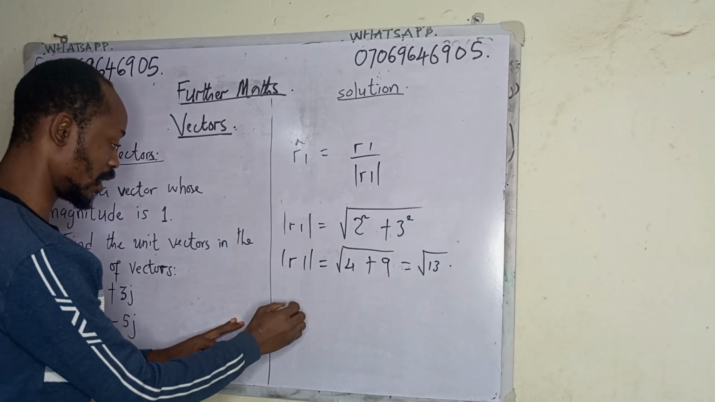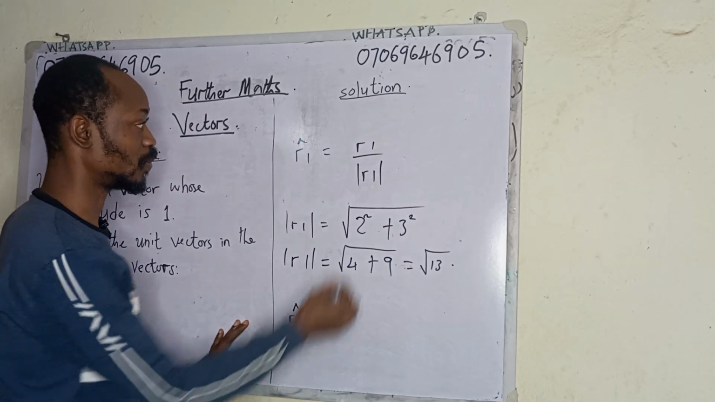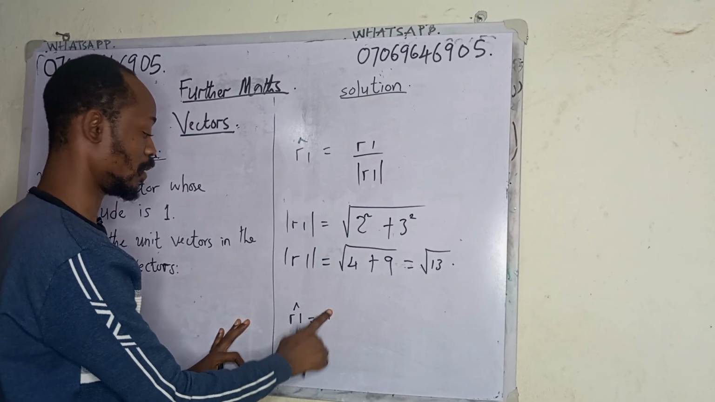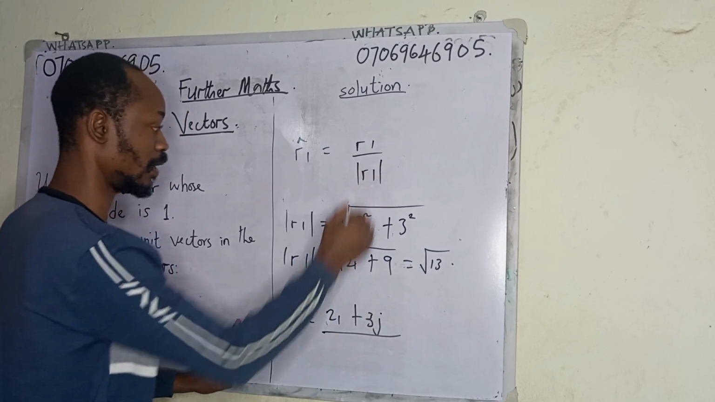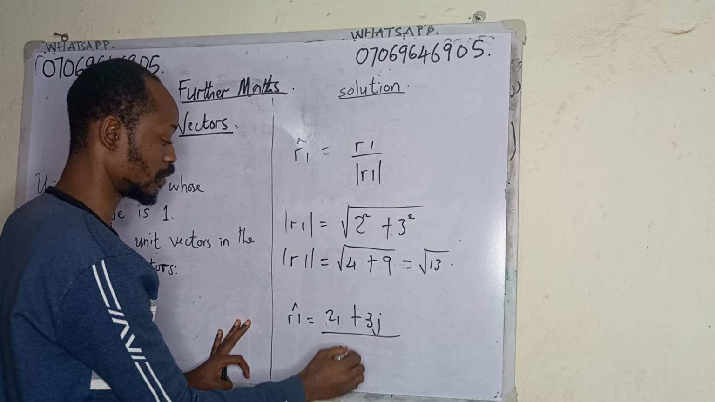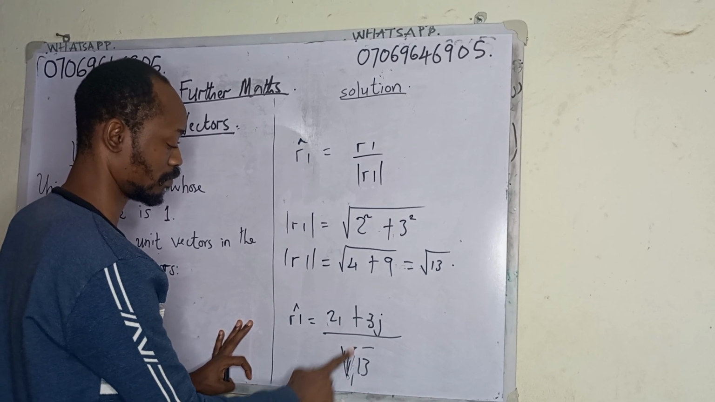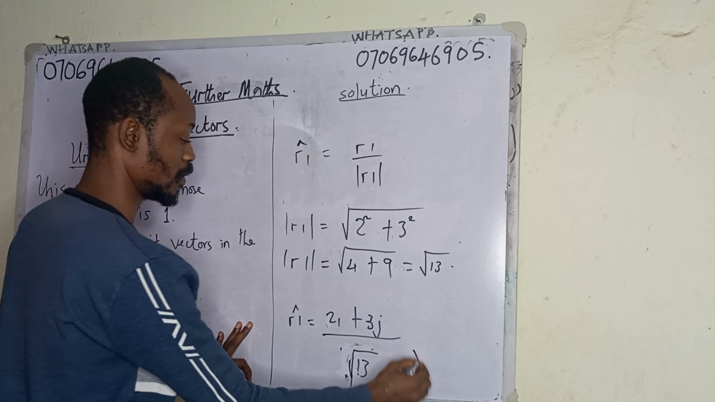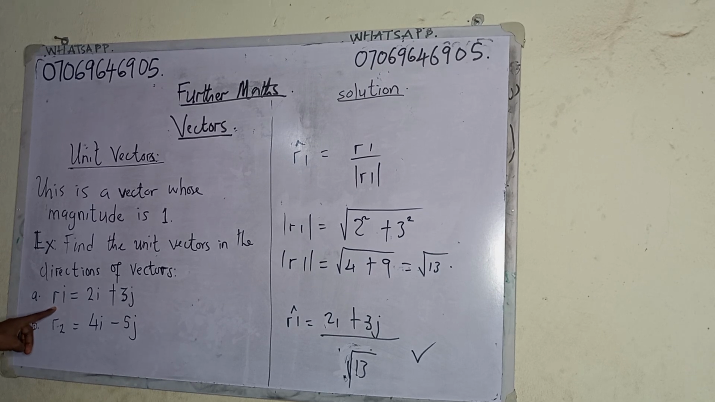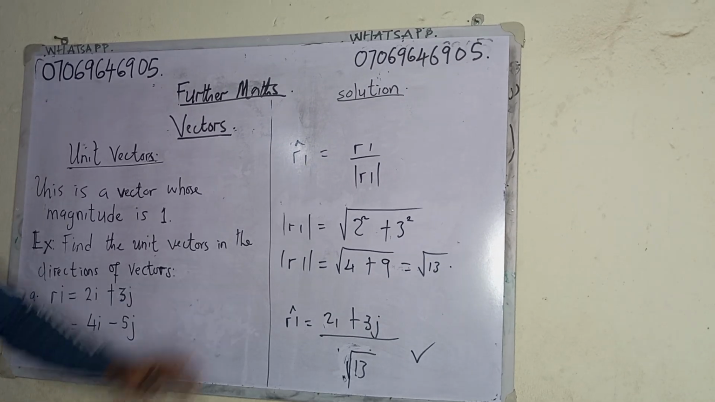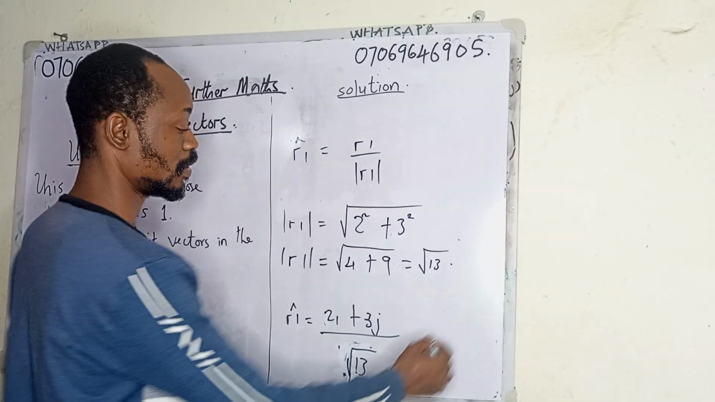Therefore, the unit vector, which is r1 with a tiara on its head, so to speak, is going to be equal to the vector, which you already know to be 2i plus 3j, all over the magnitude, which is the square root of 13. And that is the unit vector in the direction of vector r1 here. It could be vector A, it could be vector B. So that's how you find the unit vector in the direction of any vector that has been given. See you in the next video.